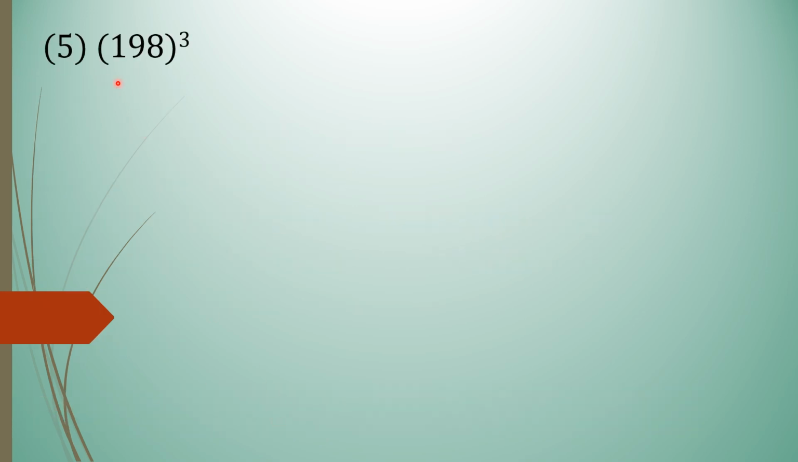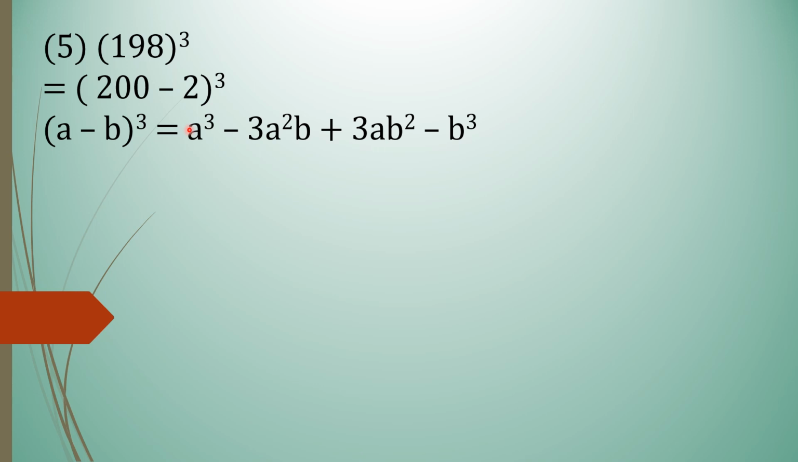Now fifth question. What is given, students? 198 the whole cube. So again we have to expand 198 in minus terms, like 200 minus 2 you'll get 198. So I'll write down 198 as 200 minus 2 the whole cube. So we'll use the formula a minus b the whole cube. So here my a is 200 and b is 2.